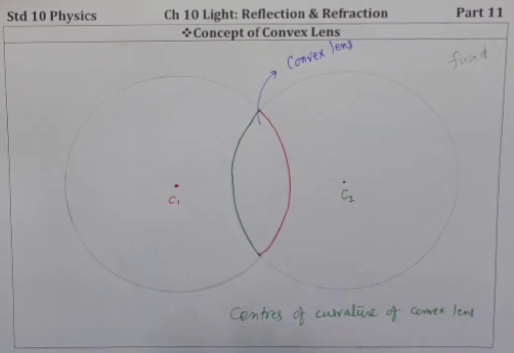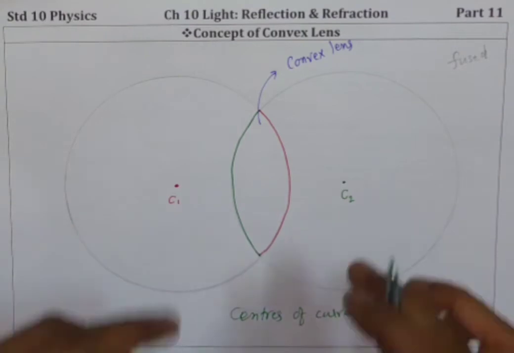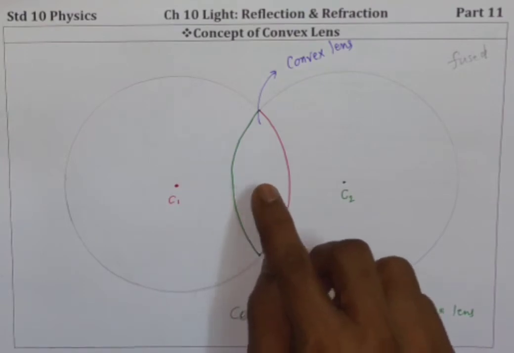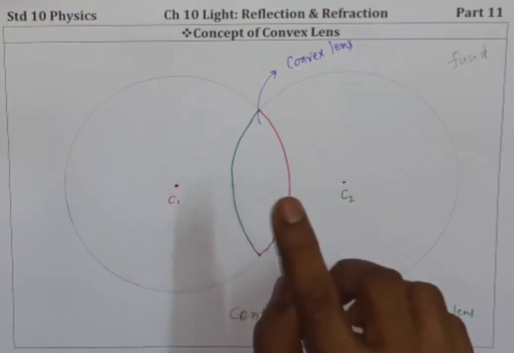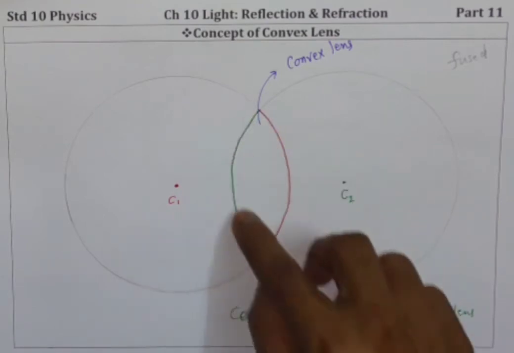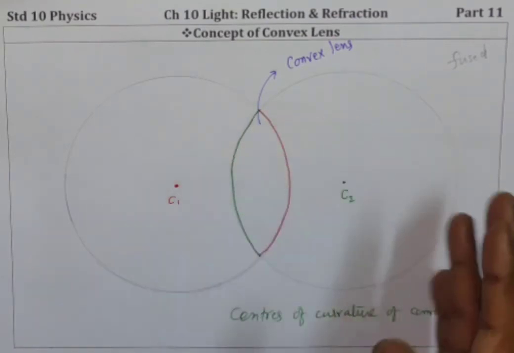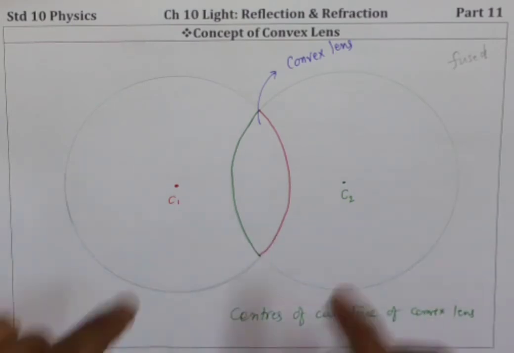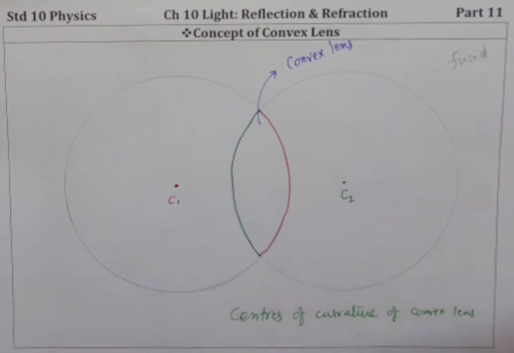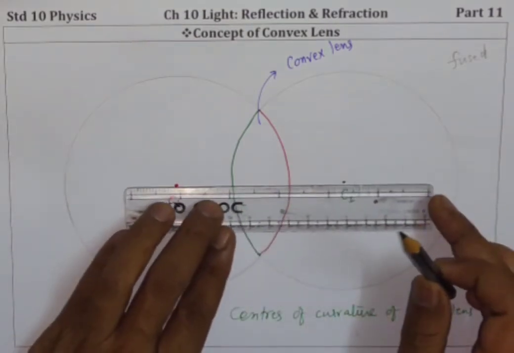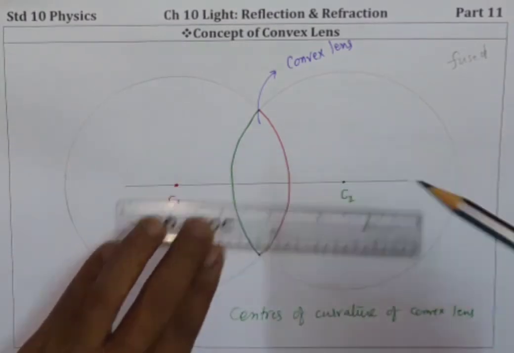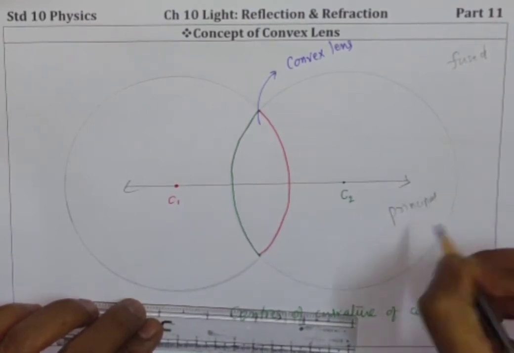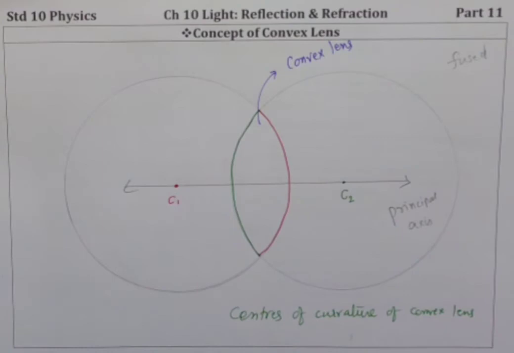All right, so a lens has two centers of curvature. Is that clear? This is a single solid object made up of transparent glass having bulged spherical surfaces on both sides. It has centers of curvature. Now, the imaginary line which passes through the centers is called the principal axis. Is that clear to you?